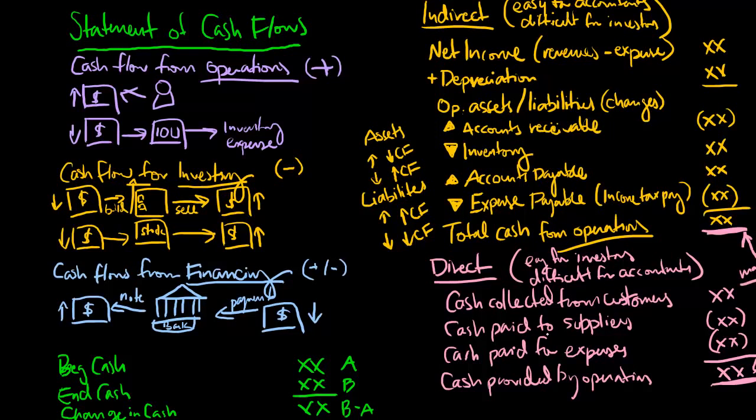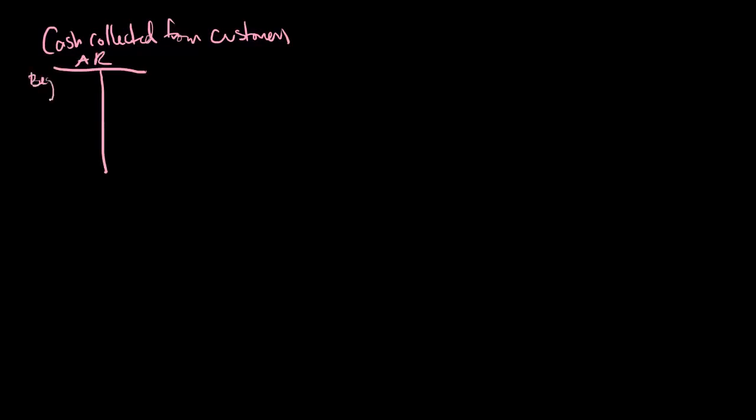Okay, so let's look at this cash collected from customers, cash paid for supplies. In order to get cash collected from customers, we have to look at the changes in our accounts receivable. So if you think about how the accounts receivable works, you have a beginning balance, and it's a debit because it's an asset, and you have the ending balance. And both of these are given on the balance sheet. So if you think about how accounts receivable works, we take the beginning balance plus credit sales minus cash collected from customers.